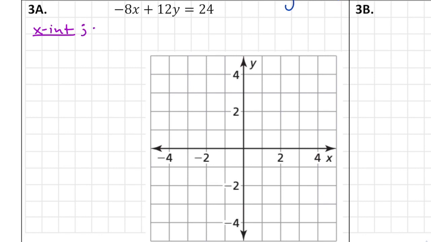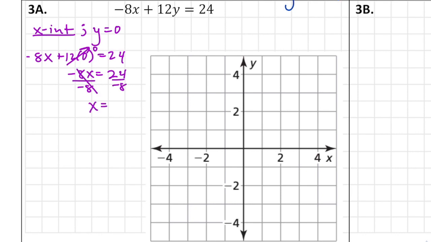Now don't forget, this is setting y equal to 0. So I have negative 8x plus 12, switching the y with the 0, is equal to 24. 12 times 0 equals 0, so I have negative 8x equal to 24. Divide both sides by negative 8, and I get x is equal to 24 divided by negative 8, gives me a negative 3. We've set y equal to 0 and found x to be negative 3. So my point is negative 3 comma 0.